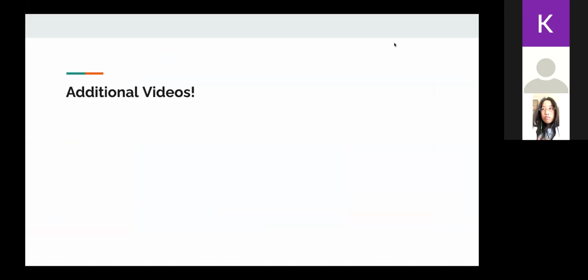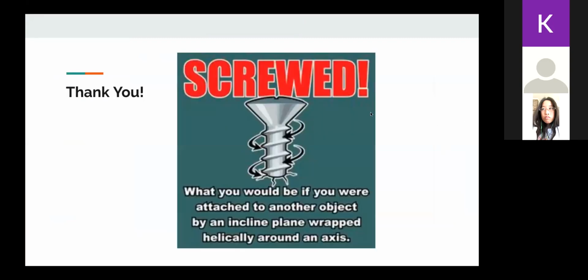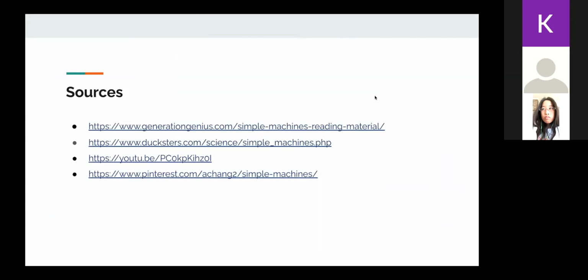And last but not least, how could we end without our lovely, wait, hold on, where is it? Our last meme of the day. Screwed! What would you be if you were attached to another object by an inclined plane wrapped helically around an axis?